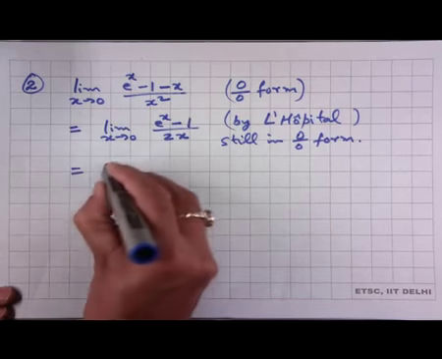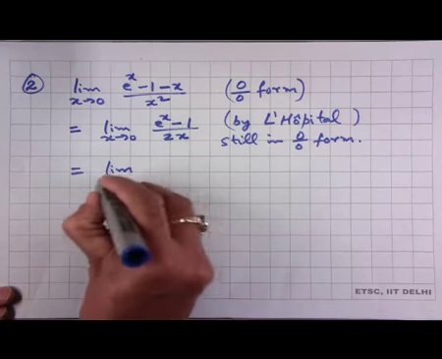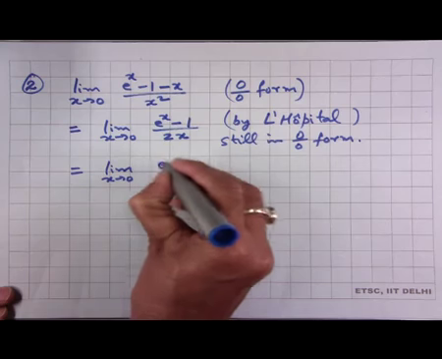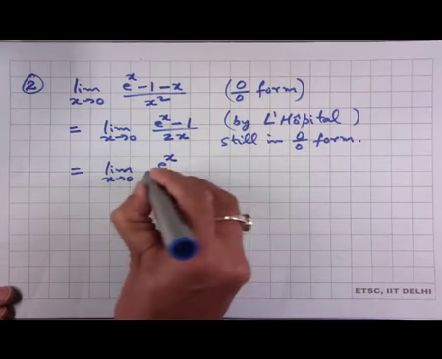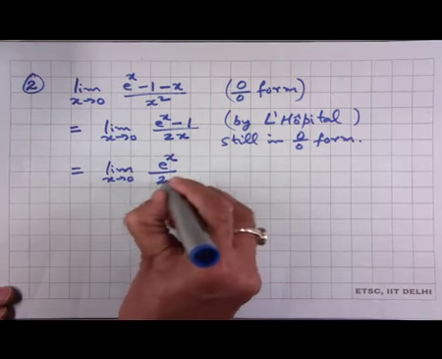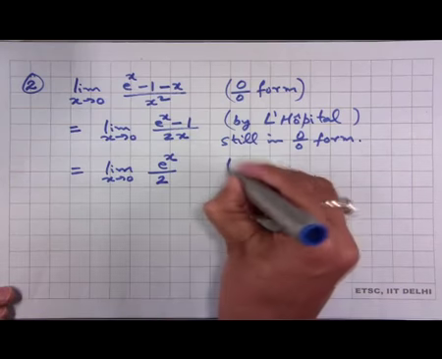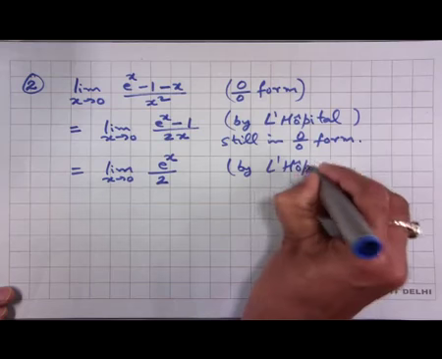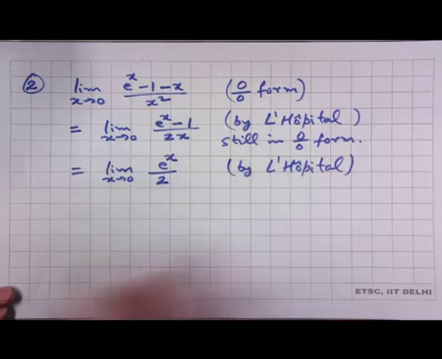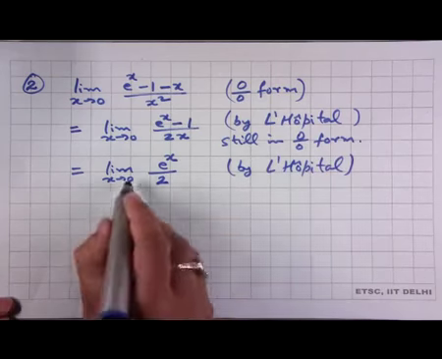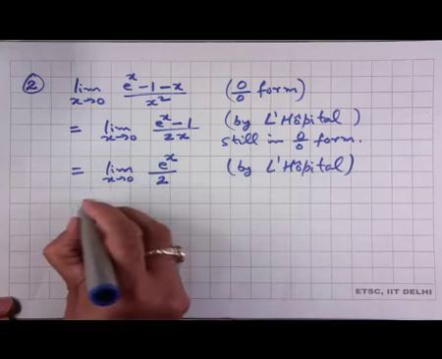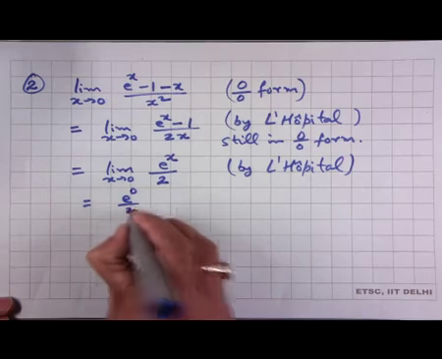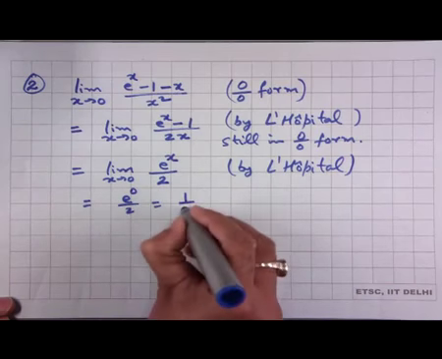If we look at now again the derivatives of numerator and denominator, the derivative of the numerator is e to the x, the derivative of the denominator is 2. This is again by using L'Hopital. Now, e to the x is a continuous function. So, this limit is nothing but e to the 0 divided by 2, which is equal to 1 by 2.